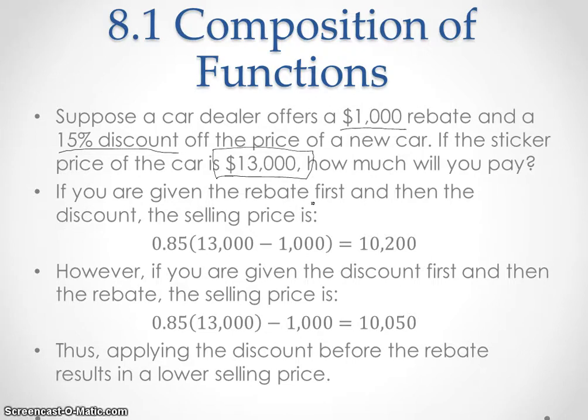It says, if you are given the rebate first, so the $1,000 off, and then the discount, so that would be the 15%, the selling price is, so this is the $1,000 here, this is the 15%. So we're going to take $1,000 off the price of the car first. That's why this is in parentheses. So we'd have $12,000, what would be left. And then we'd take that $12,000 here and multiply it by 0.85.